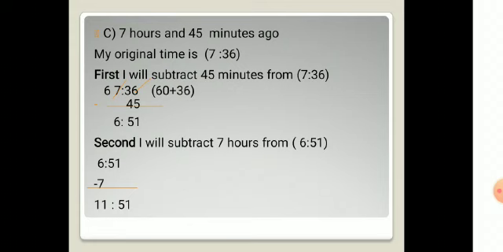So what's meant by earlier? That I have to do what? I have to subtract. Excellent. So what's my original time? Do you remember? Yes, 7:36. So I have to subtract 7 hours and 45 minutes from 7:36.